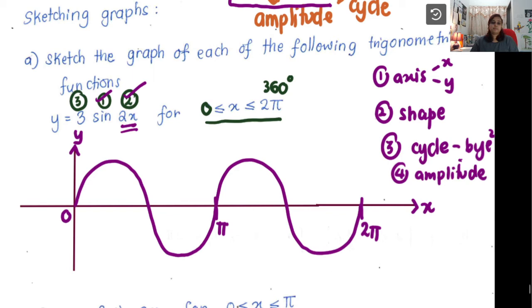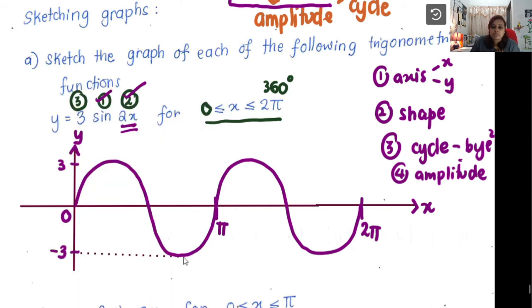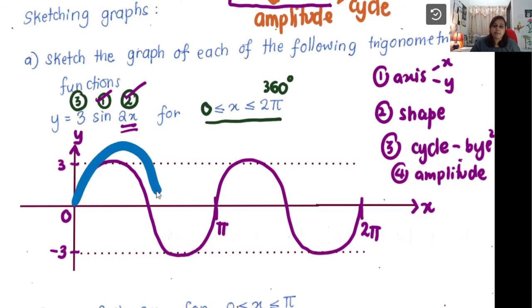Amplitude here is 3. So up here is 3. Down here is also -3. And make sure, one thing very important. Please make sure the height is the same. Make sure it's within this. Do not suddenly draw the 3 to go up like that. No. Make sure it stays within the wavelength, the amplitude.